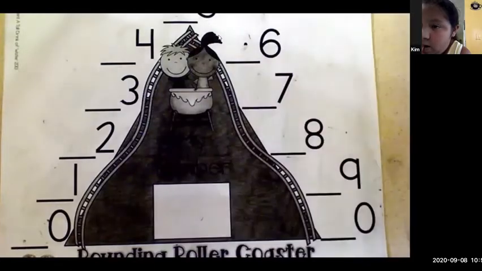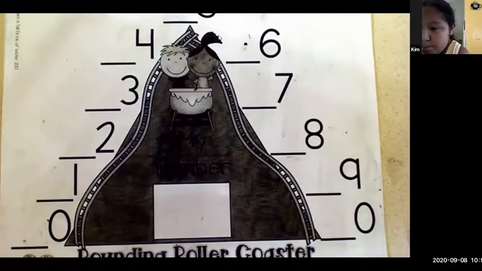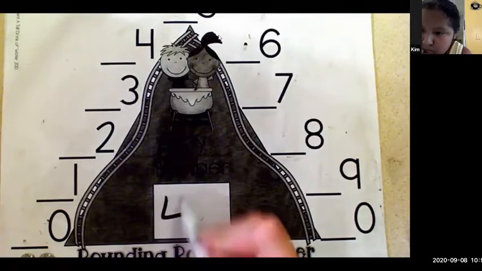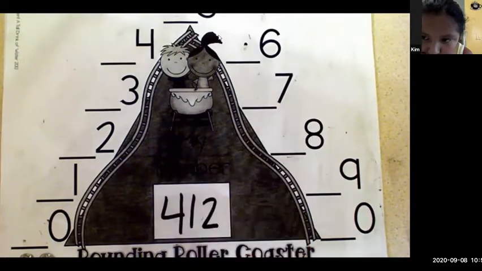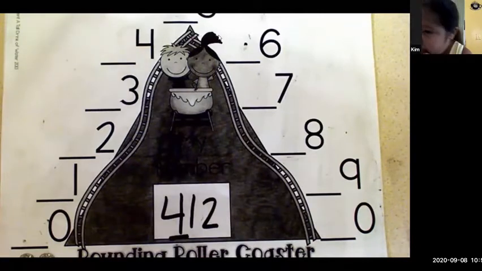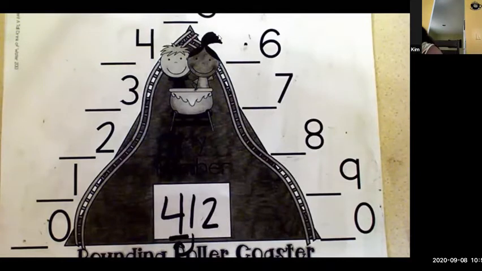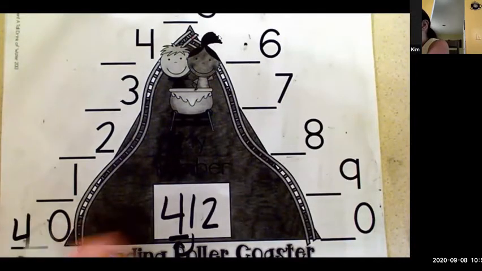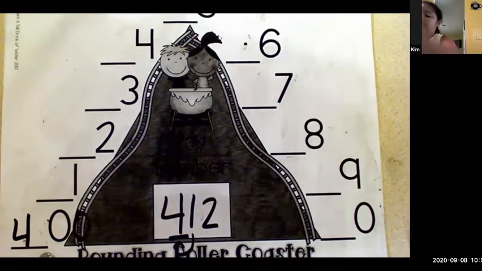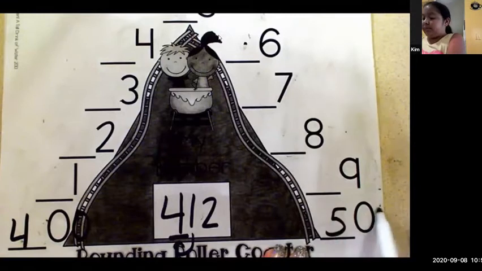Now we will take a look at how to identify rounding to the hundreds place. Let's use the number 412. Now we're going to round to the hundreds place, which means our tens place will be telling the hundreds to which benchmark number it will round. When we round to the hundreds, our benchmark numbers also switch to hundreds, but we still say the name, 412. So our first benchmark number is 400. After 400 comes 500.